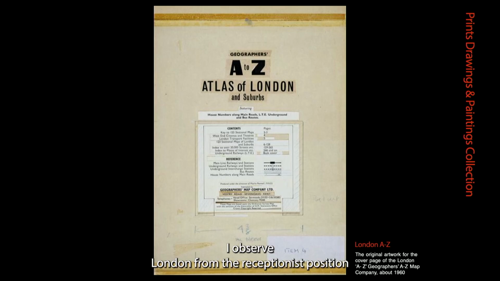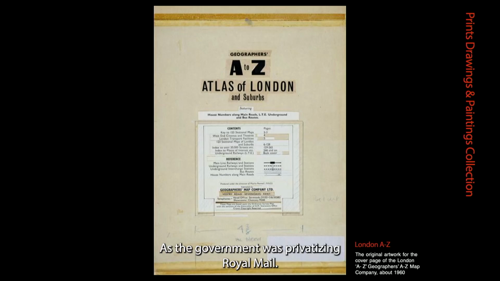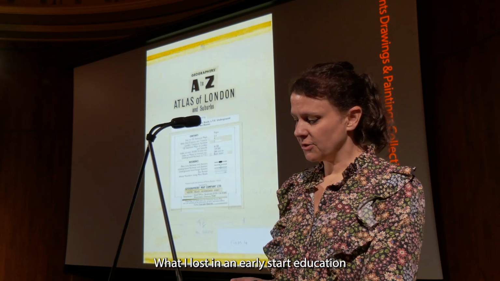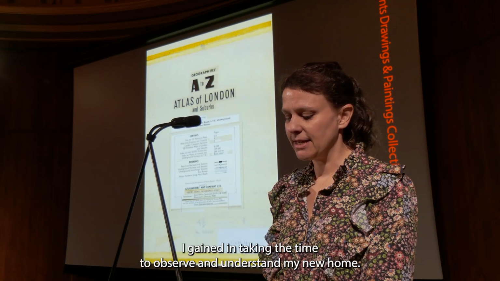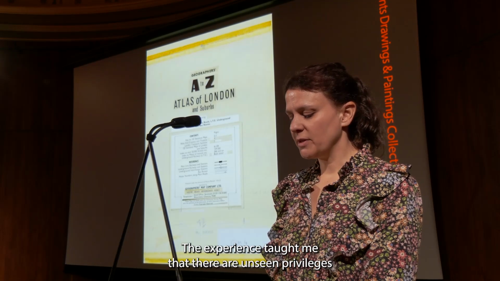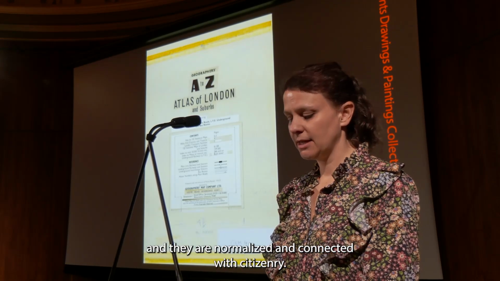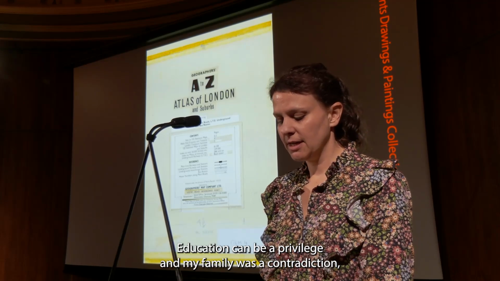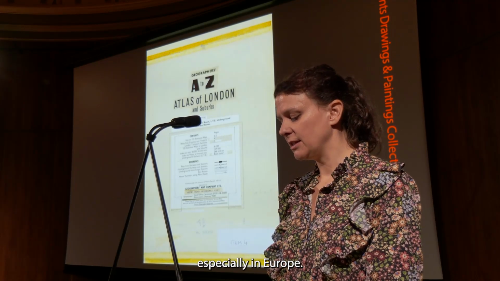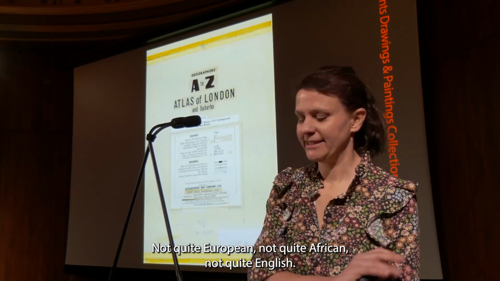I observed London from the receptionist position of the trade union buildings, in the financial buildings, in Postcom, as the government was privatising Royal Mail. What I'd lost in an early start at education, I gained in taking the time to observe and understand my new home. The experience taught me that there are unseen privileges and they're normalised and connected with citizenry. Education can be a privilege. And my family was a contradiction, especially in Europe. Not quite European, not quite African, not quite English.